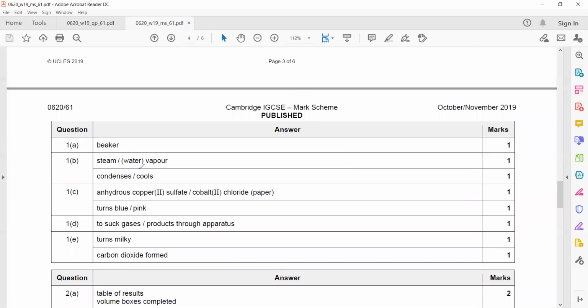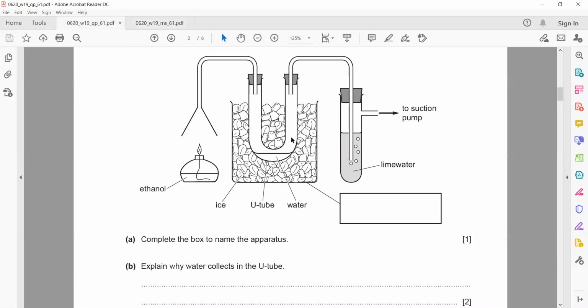because what happened, the steam or the water vapors condenses or cools down. So 1 mark is for mentioning condense, 1 mark is for water vapors. So steam you can mention, or water vapors. Steam condenses, yeah, to form water.